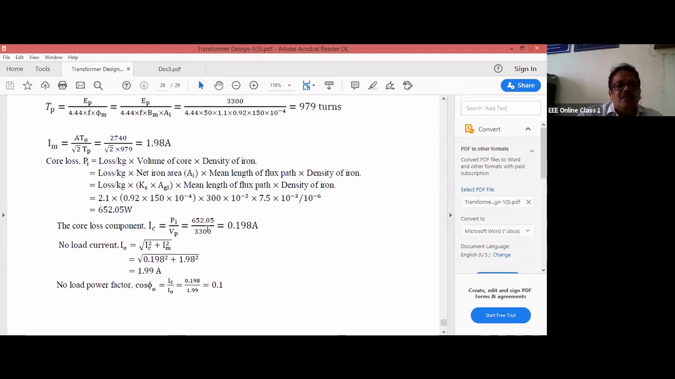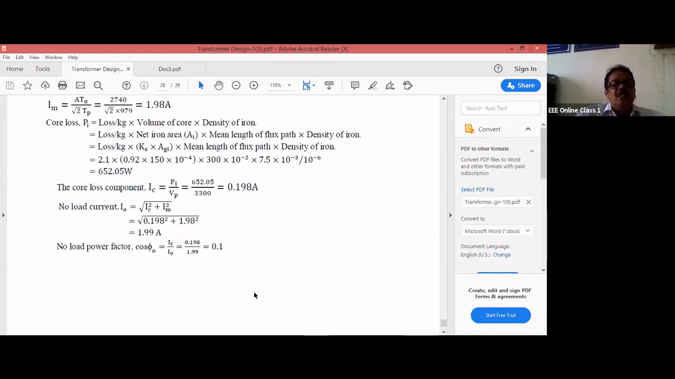The core loss component IC is equal to P divided by the primary voltage. Voltage on primary 6300, so IC is 0.198. No load current I naught is the square root of IC square plus IM square. Just substitute IC and IM, and you get 1.99 ampere. Then you have to calculate the no load power factor. Cos phi naught is equal to IC by I naught. IC is 0.198 and I naught is 1.99.